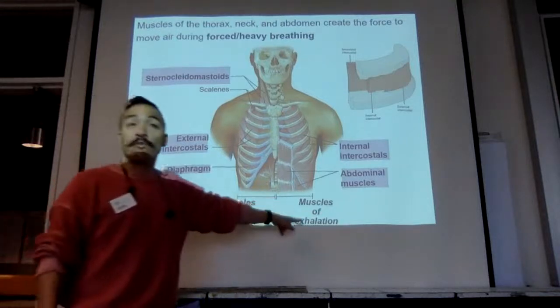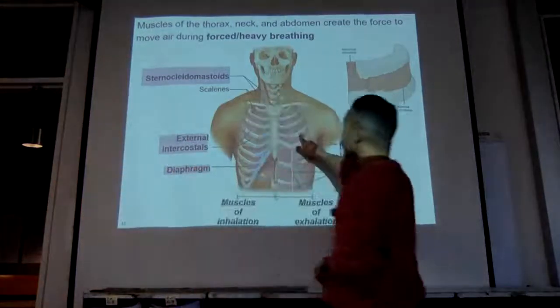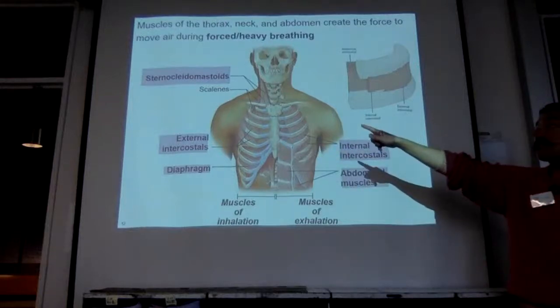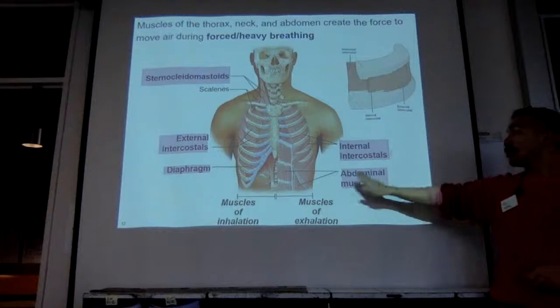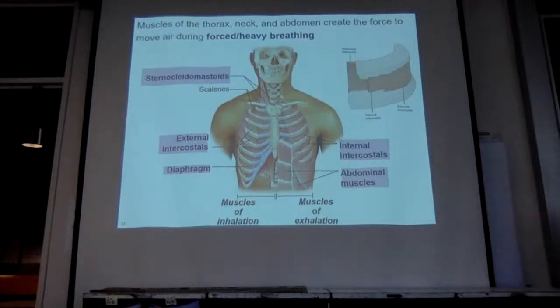To breathe out forcefully, it's the internal intercostals. They're deeper to the external. And your abdominal muscles. You've got several abdominal muscles. We'll get to them later. Have you ever laughed too hard? It hurts to breathe out too hard.